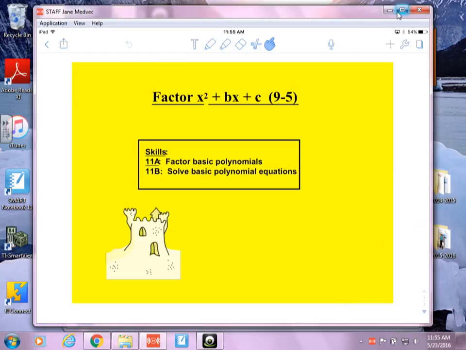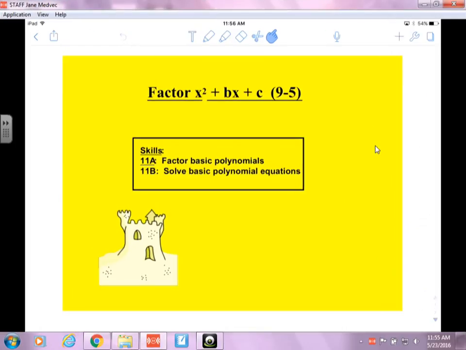All right, today what we're going to do is learn how to factor. You'll notice that we have two standards coming up. One is factoring polynomials, and the other one is solving polynomials.